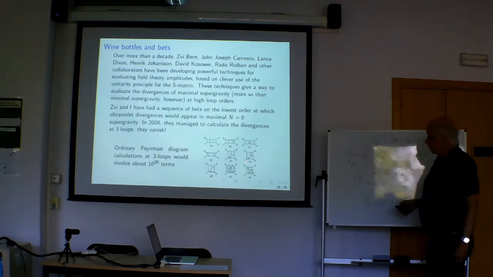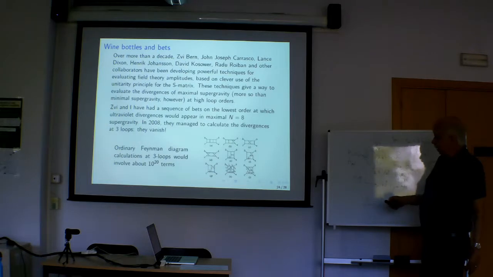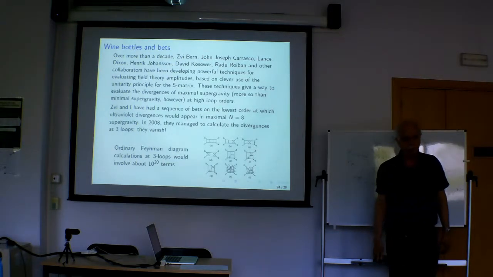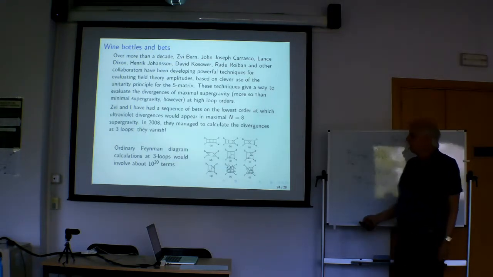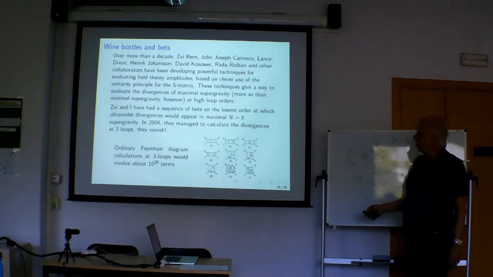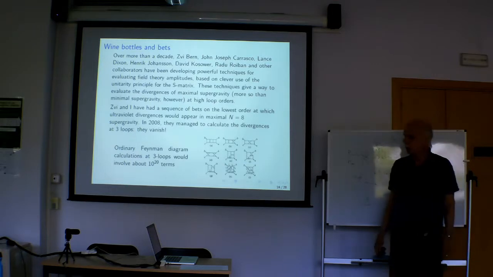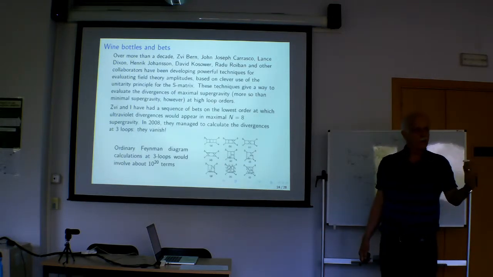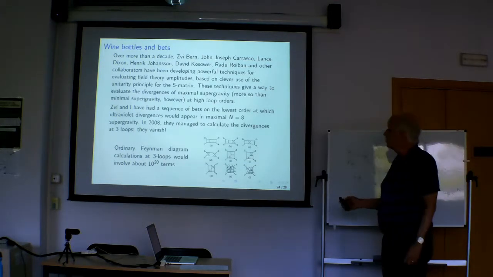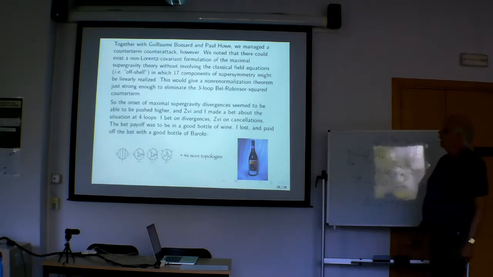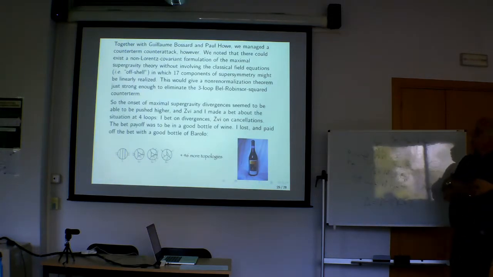It allowed them to get to the 3-loop level. Here are the diagrams. If you do this in ordinary Feynman diagram fashion, it would involve about 10 to the 20th terms. You can see that no graduate student's going to do it that way. And in fact, at 3 loops, they vanish. The coefficient is 0. So is this just a miracle, or can we back up and understand it? So we had a look at that with Guillaume Bossard and Paul Howe, in what we call a counterterm counterattack.